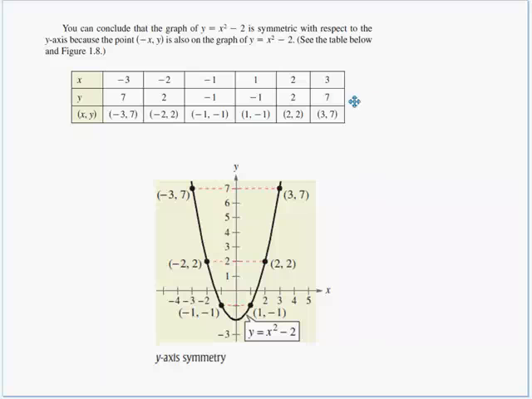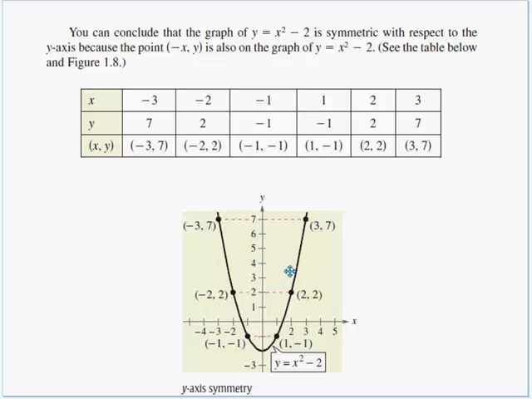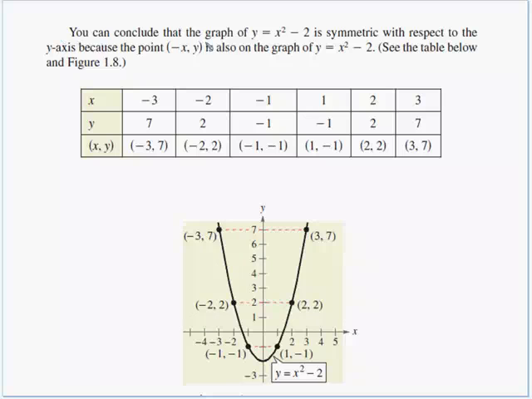So here we've got a table of values, and we also have a graph that goes with it. You can conclude that the graph of y equals x squared minus 2 is symmetric with respect to the y-axis because the point (negative x, y) is also on the graph. And we can see that quite obviously here in the table. If I look at these two x values, both are 3, but this one is a negative 3. What y value comes out of the function when you plug in negative 3? Positive 7. What y value pops out when you plug in the positive 3? Also positive 7. So here we have the point (negative 3, 7) and (3, 7).